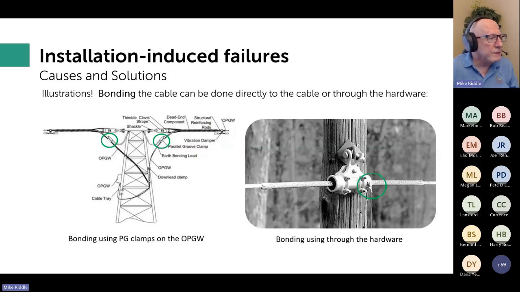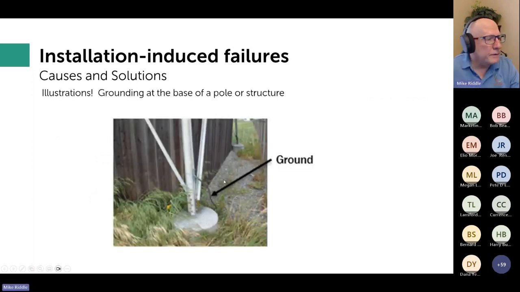That's important for crew safety. Whether you attach directly to the cable using something like a PG clamp, which you see in this illustration, or you attach to the hardware and internally or some other way there's a connection to the cable, it doesn't matter. Both are okay by me. So this is just an illustration of doing it with a PG type clamp. This is an illustration of using a bonding point on the hardware itself. And then the ground, just to illustrate it, as I say, you should check this ground. If it's reading above 50 ohms, then you should augment it or rework it.